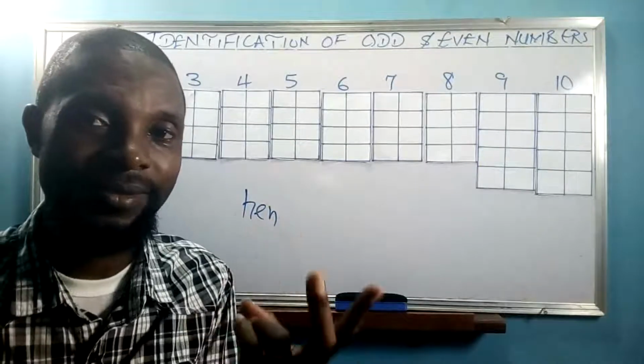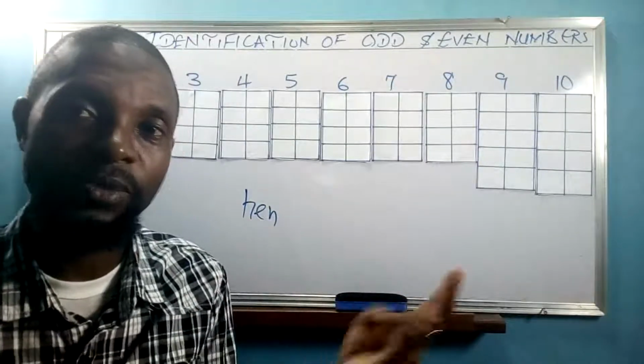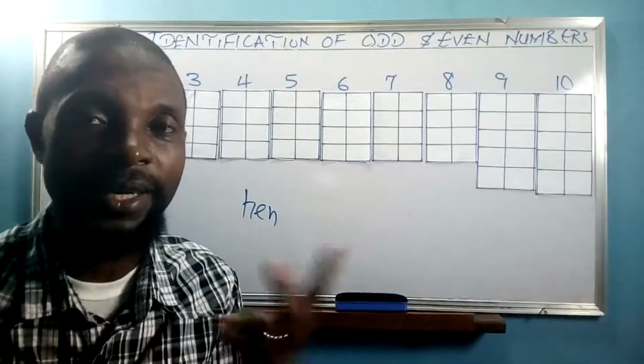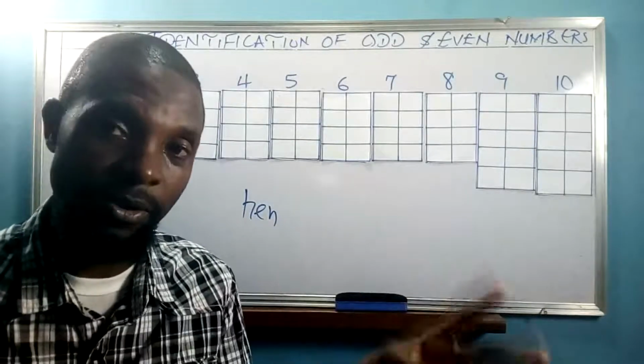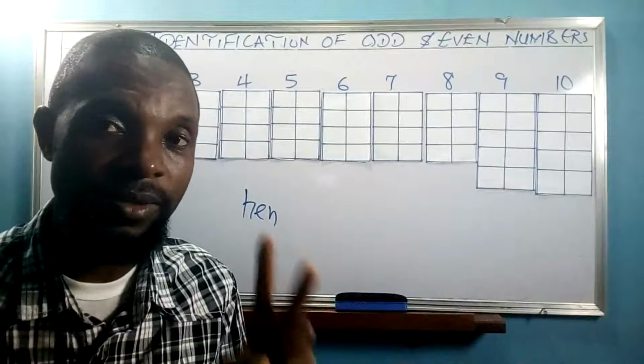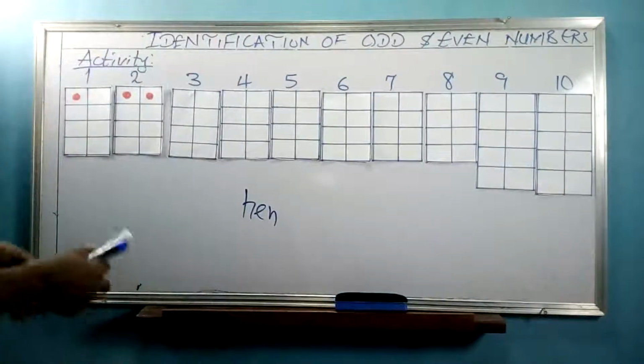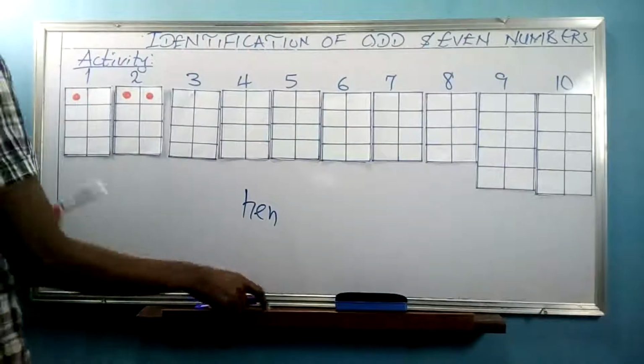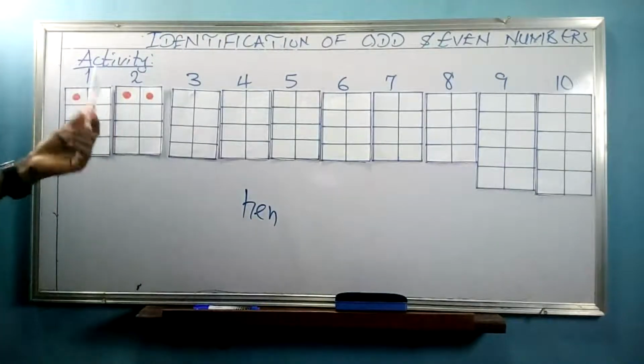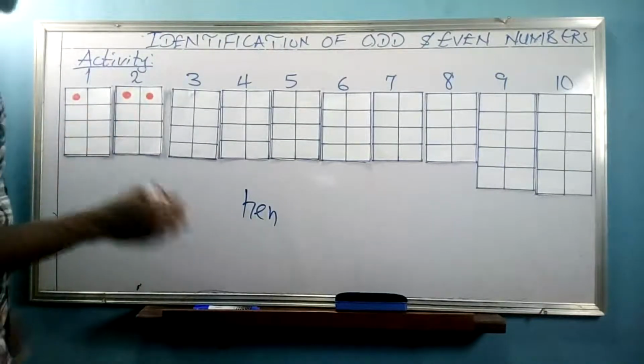But if it's not two, if it's not complete, its own two boxes beside each other, that means that thing is odd. Do you get that? That means that thing is odd. Now let's continue so we can identify the odd and even numbers. Well, look at this one. We've done one. We've done two. Let's look at three now.